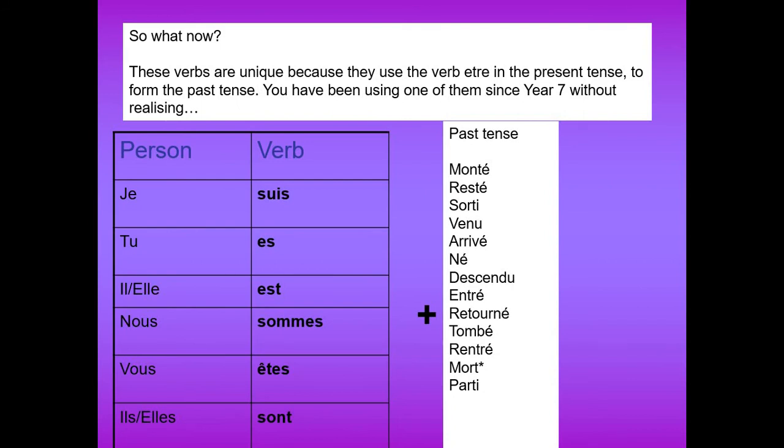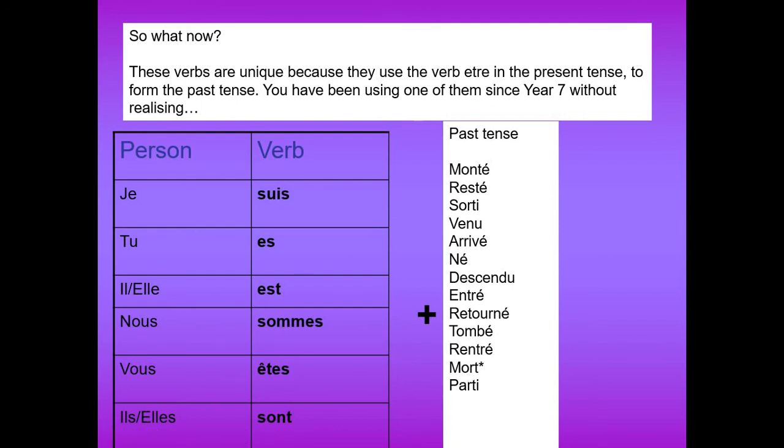Now what you see in this white box are the past participles, the past tenses of the verbs in Mrs Vandertramp. They're all regular, right? They all follow the same rules, except for mourir, which becomes mort. Why? Who knows?